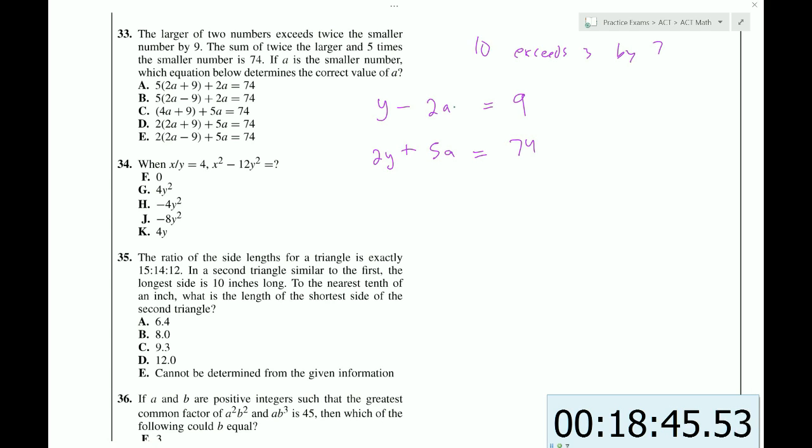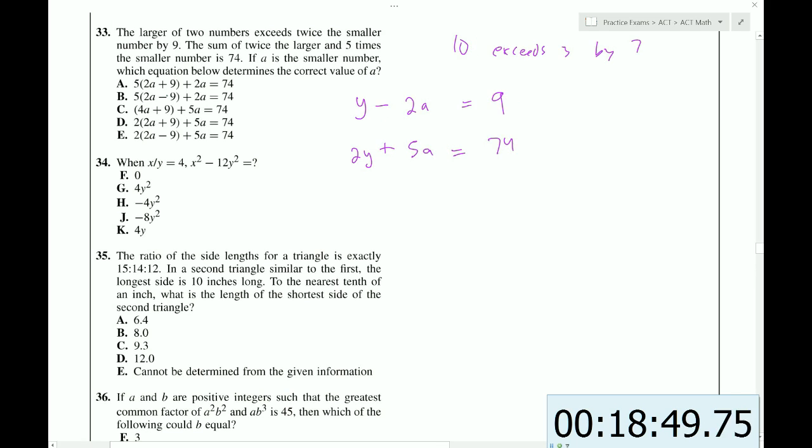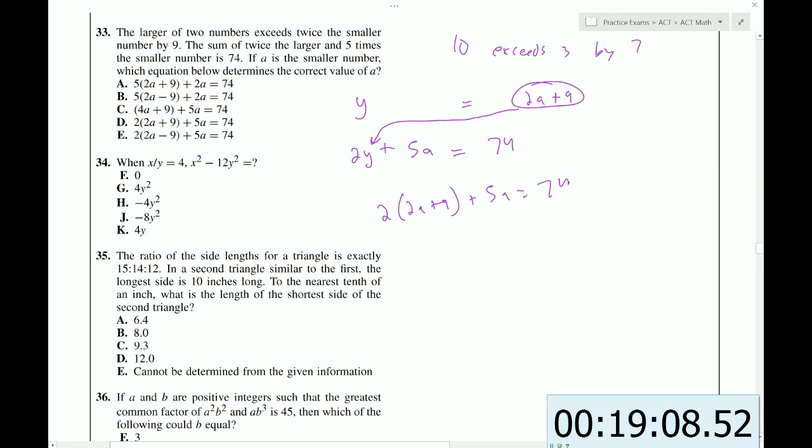Alright, so we have to now get rid of y, and it looks like they're plugging in the 2a plus 9. Okay, so swing this over, and this is 2a plus 9, right? So they're plugging this into the other equation for y. So you get 2a plus 9 plus 5a equals 74. Good.